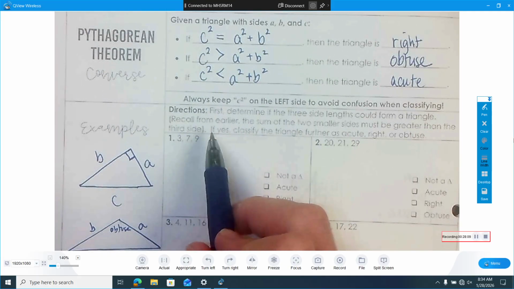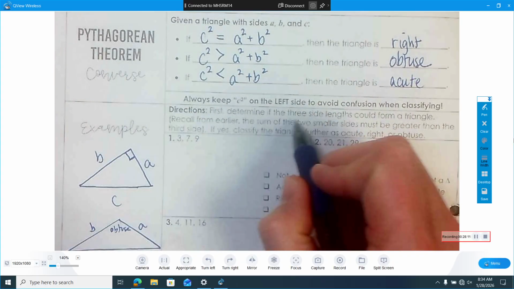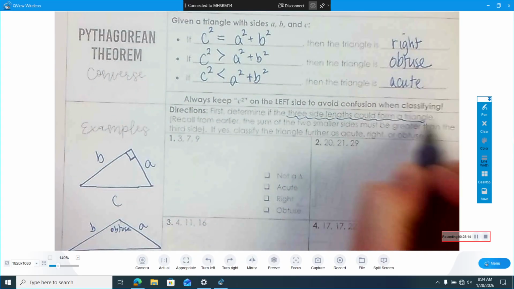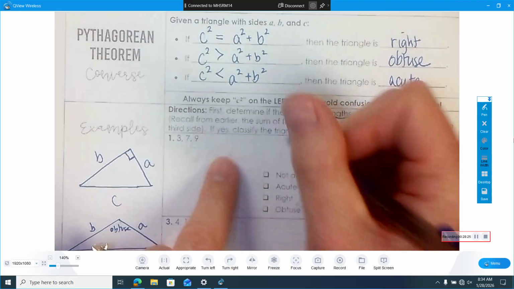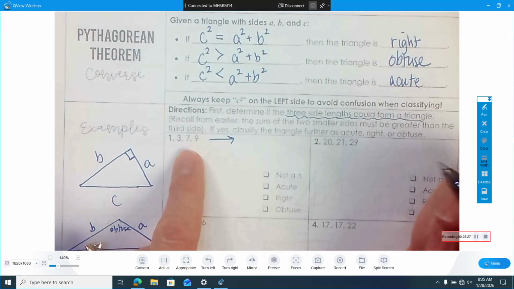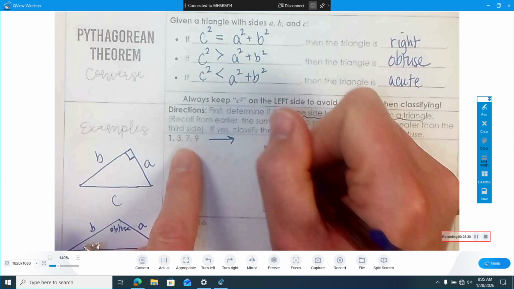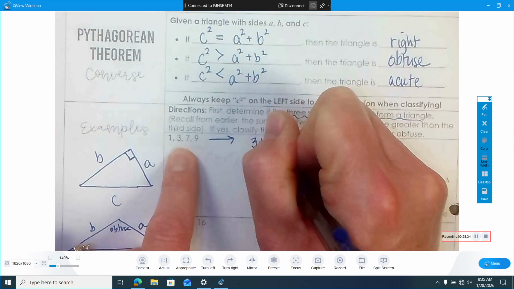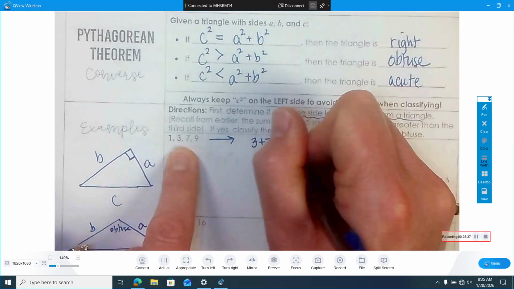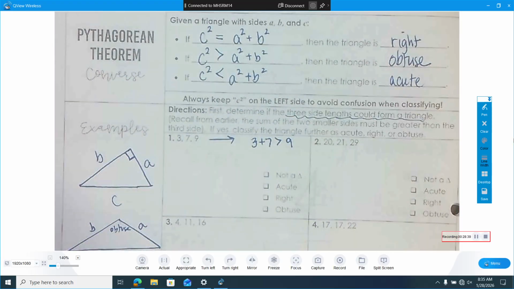First, determine if the three sides could form a triangle. How do we know if three sides form a triangle or not? Katie? You add the smallest sides together. Bigger than the largest, the third, yes, very good. So in order to form a triangle, the two littler sides, in this case 3 and 7, have to be greater than the third side. Always really important.